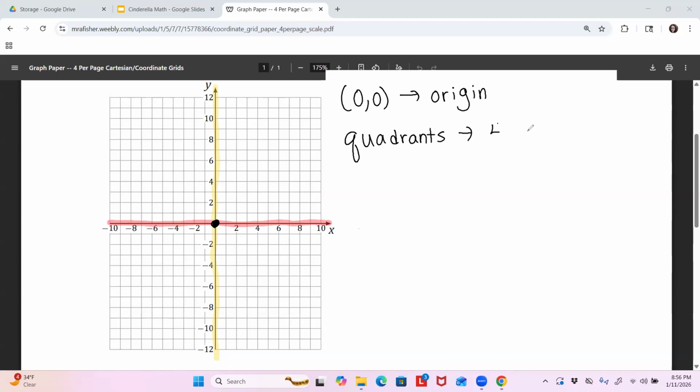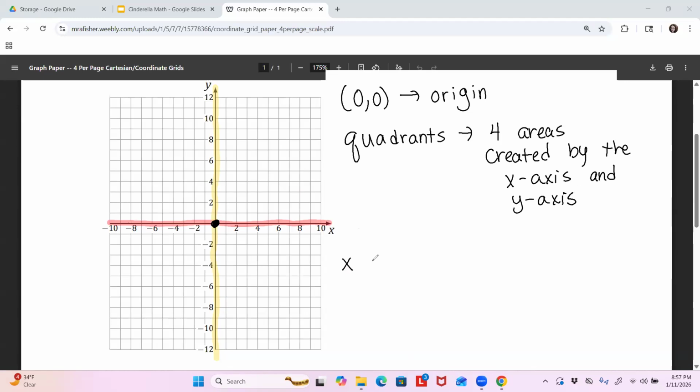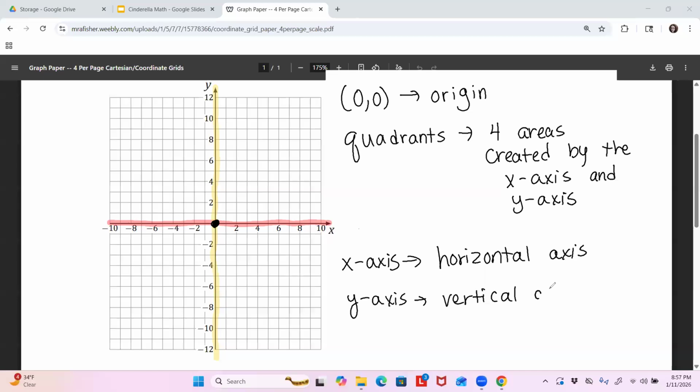Those are the 4 areas created by the x-axis and y-axis. Here we'll go ahead and define: the x-axis is the horizontal axis and your y-axis is your vertical axis. And you'll notice this one is counting by 2s.